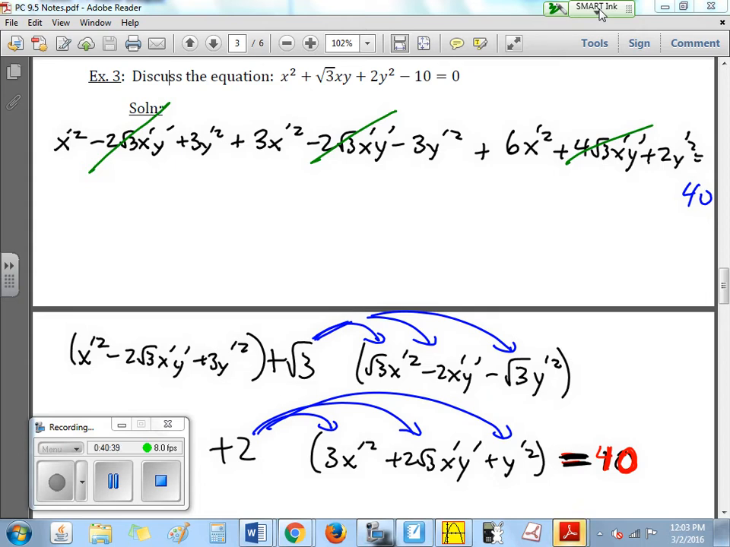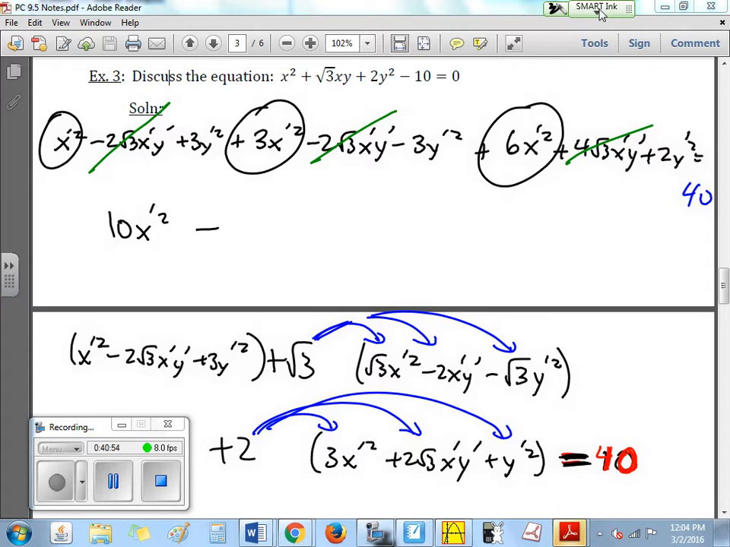Okay, we can also go on to collect our like terms. Let's look at x prime squareds. For x prime squareds, we've got 1 of them here, another 3 of them here, and another 6 of them here. That's 10 of them. Let's look at our y prime squareds. There's 3 of them here, minus 3 of them here, so that's nothing. And then we have here two of them. So it turns out it's 2 y prime squareds that survived.